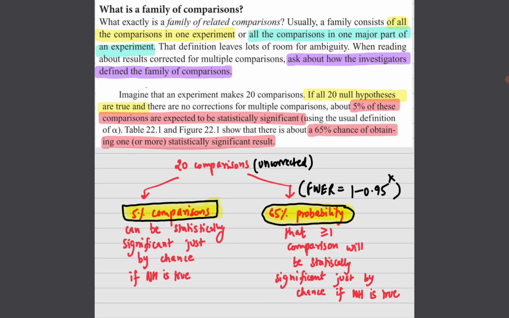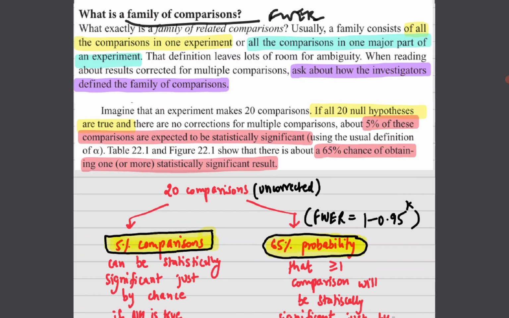So one more thing, what is a family of comparisons? Because we're talking about family wise error rate, we need to talk about what a family is. Usually a family consists of all the comparisons in one experiment, or all the comparisons in one major part of the experiment. It is a little bit ambiguous to decide what is a family of comparisons. Usually all the comparisons that you're doing in your single experiment, together, will be called a family of comparisons.